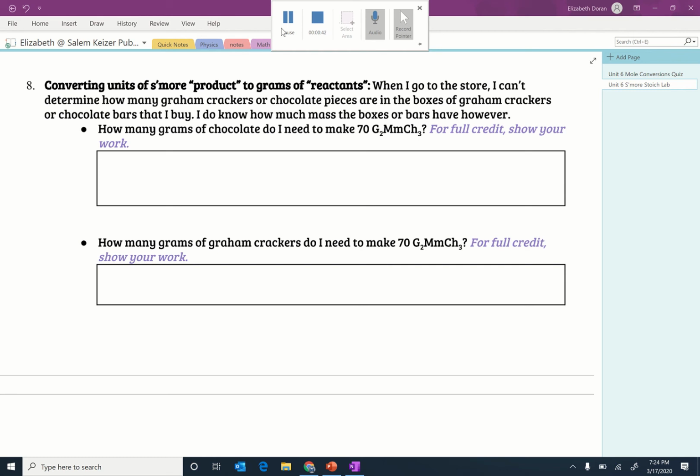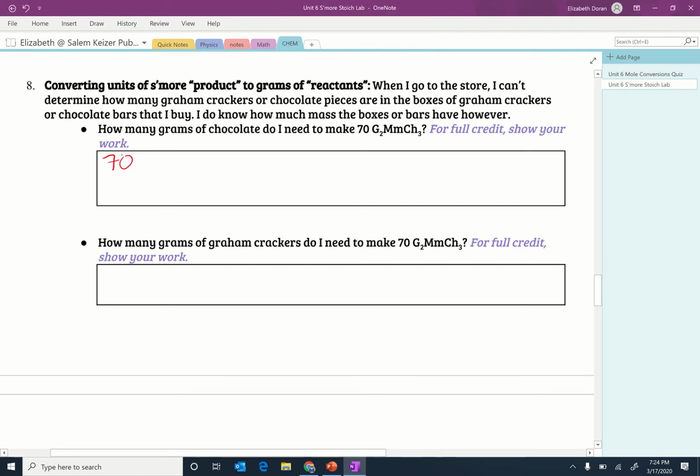So we always start with the number that we're given. So we're given that we want to make 70 s'mores. Okay, so we write that down, we underline it. We know that there's 3 chocolates in every 1 s'more. Okay, and then we also know that each 1 chocolate piece has a mass of 3.512 grams, per every 1 chocolate.